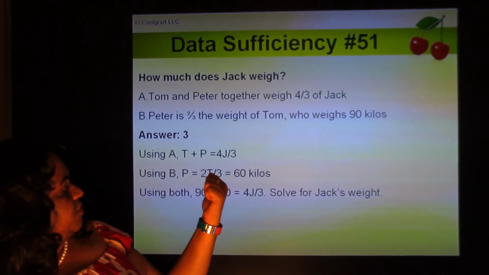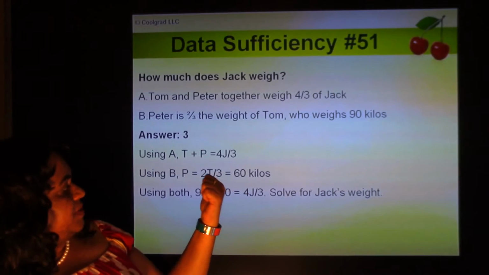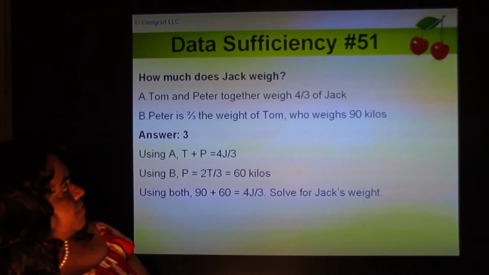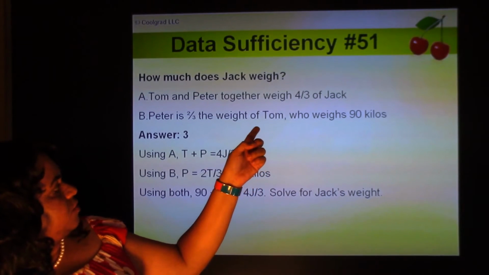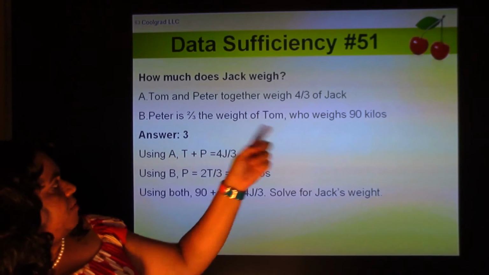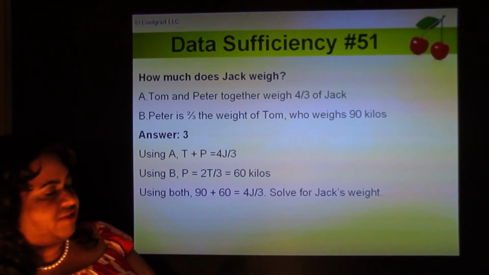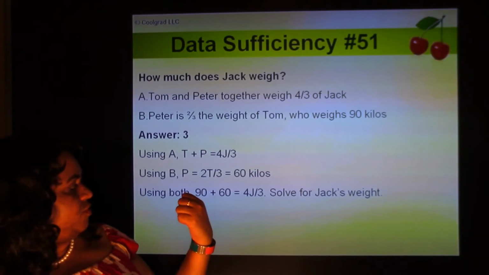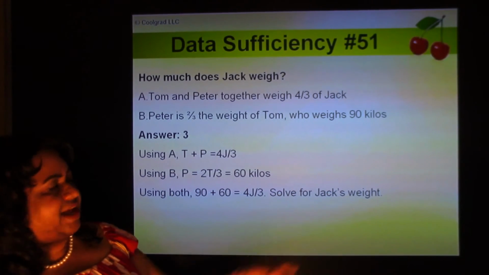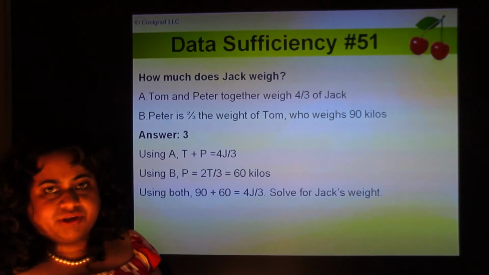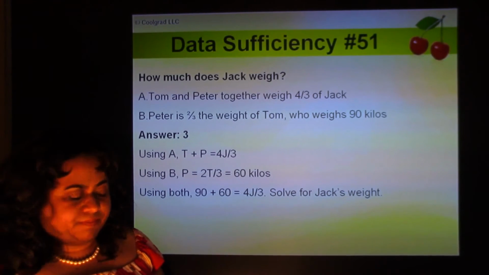Peter is 2/3 of the weight of Tom, and Tom is 90 kilos, so Peter is 60 kilos. So from this we get the weights of Tom and Peter, but we don't know the relationship between their weight and Jack's weight. So using both the statements together, we can solve for Jack's weight. So we pick option 3. We need both the statements to solve this problem.